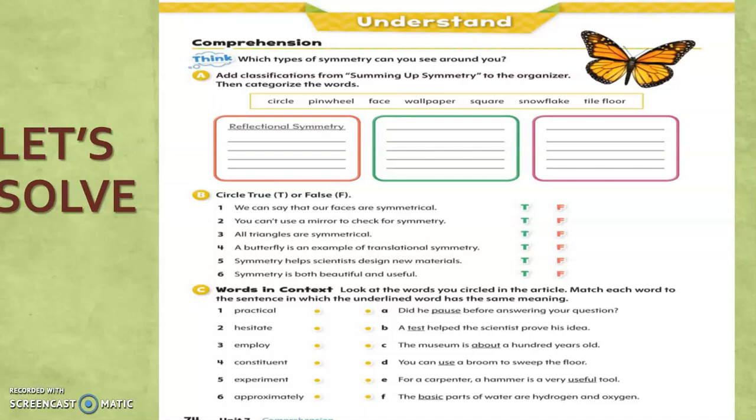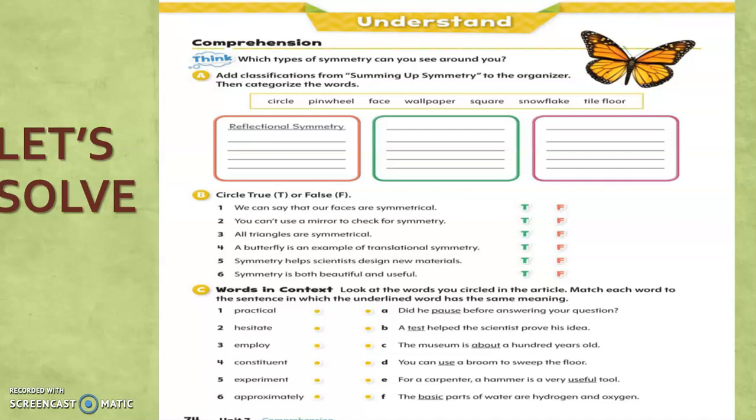Then categorize the words. You are given some words over here and you have to write in the three forms of symmetry. First one is reflectional. Second one was, yes, rotational. And the third one was translational. So put these words into the correct category. Circle. What is it? Very good. It is a reflectional symmetry. Pinwheel. Pinwheel is a very good. You know the answer. It is? Yes, it is rotational. Then your face.